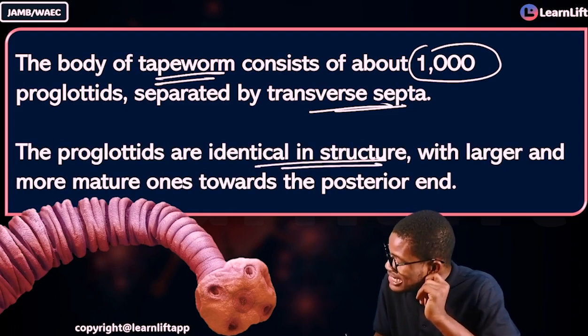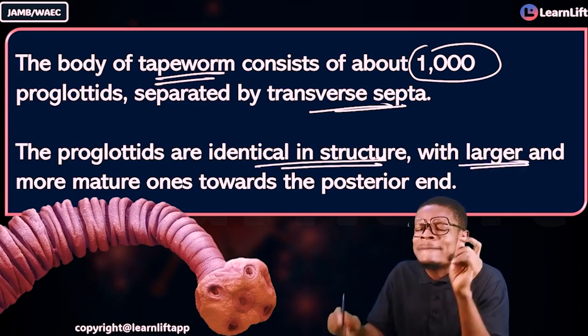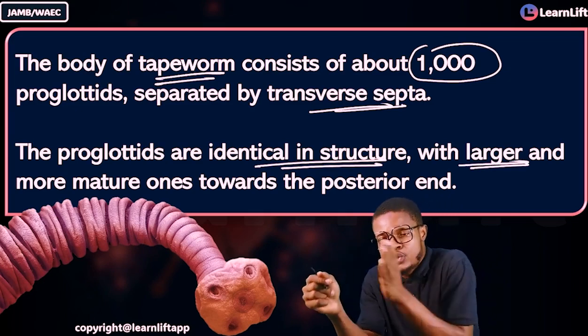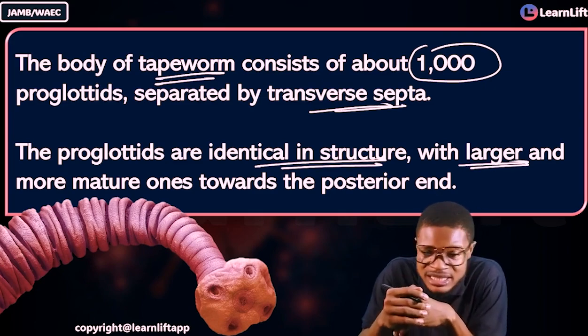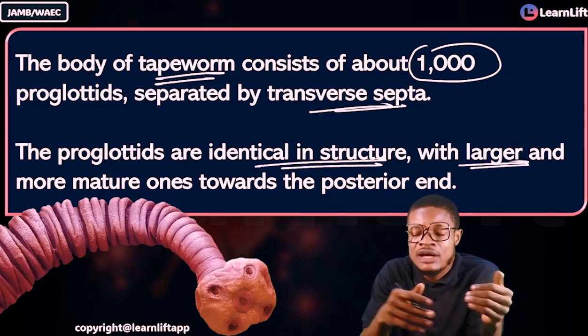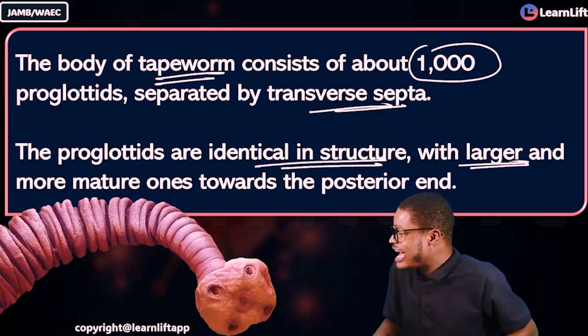But please don't forget that the proglottids are identical in structure. How are they identical in structure? With larger and more matured ones towards the what? Posterior end. Because those that are towards the posterior end are gravid, and they are the ones that get detached from the body. If you understand this very quickly that I just explained now.